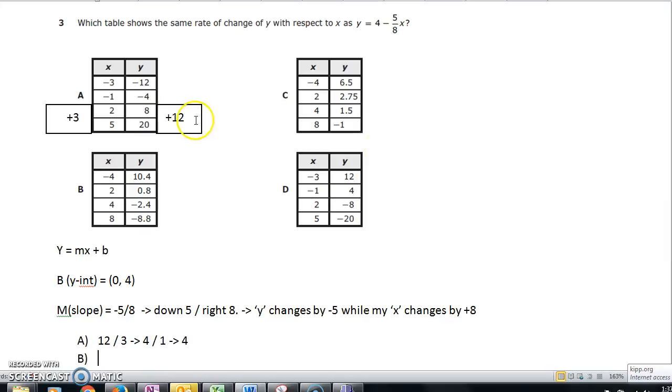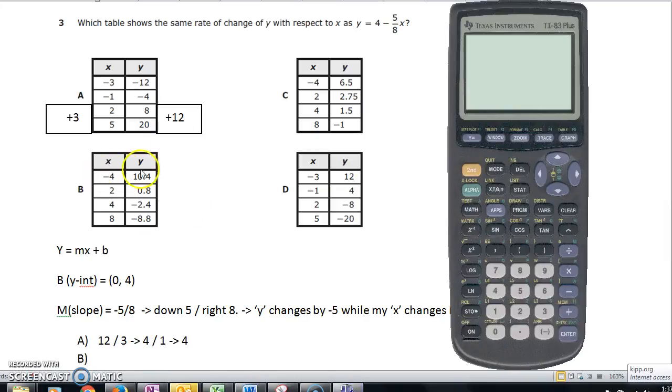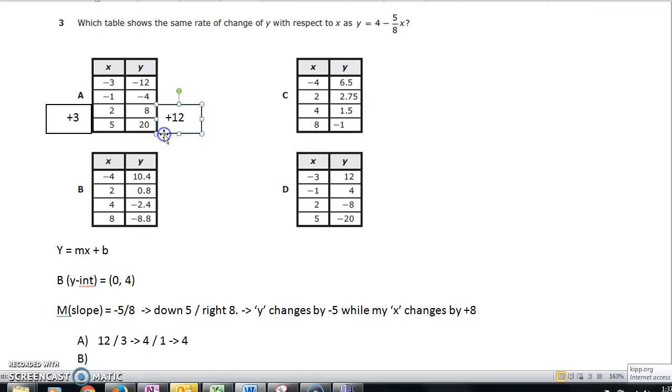Okay, try the next one. B. Let's see, take out my calculator here. So first I'm going to check the change in my y's. So here, to go from 10.4 to 0.8, minus 0.8, the difference is 9.6. So I had to go down 9.6 because I found the difference between 10.4 and 0.8 to be 9.6. So I'm going down.